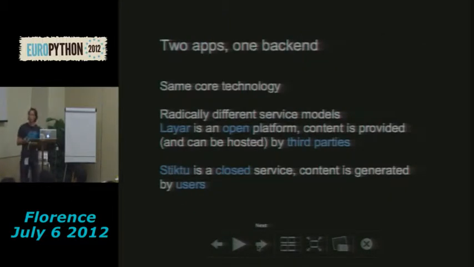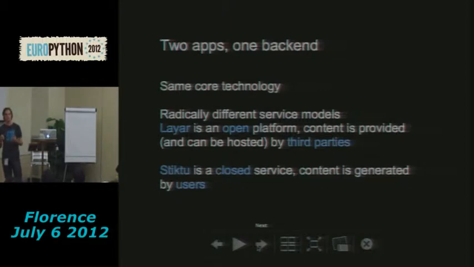So, two apps with a totally different look and quite a different offering, one backend. So why do we have that? We're really reusing the same core technology. So that's the image recognition and visual search. So finding images in a large database of images you've already seen before. But service models are really different.